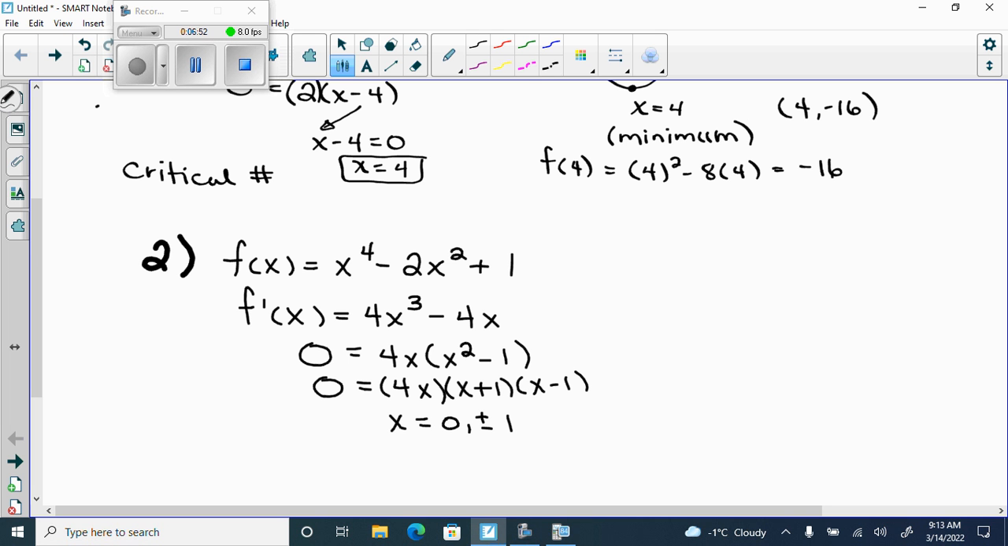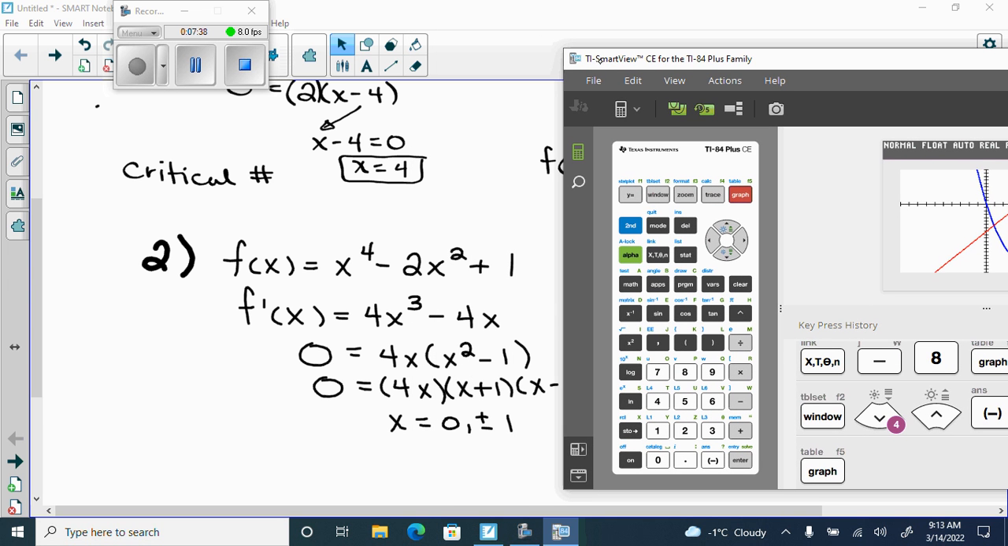Okay, can you type the original in? And can you type the first derivative in? Now, look at the critical numbers of the first derivative. The critical numbers of the first derivative are the what's? X-intercepts. Yeah, on the first derivative, to see and compare.